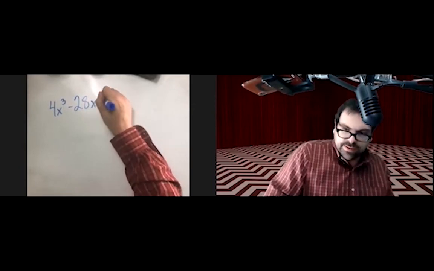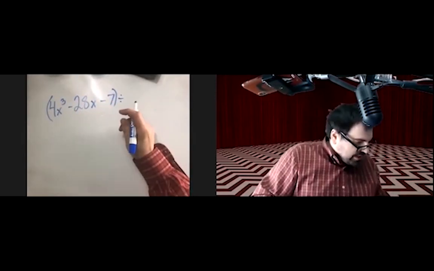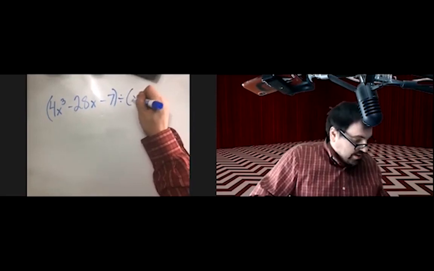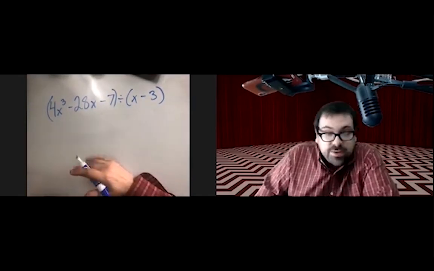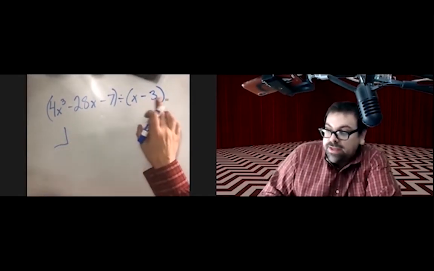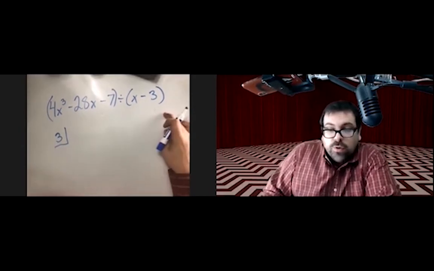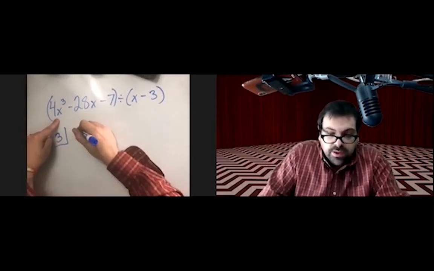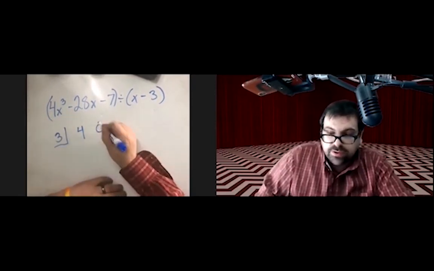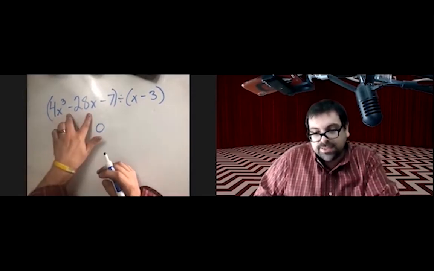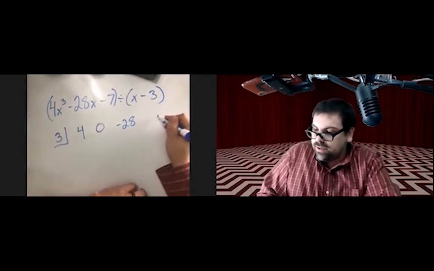4x cubed minus 28x minus 7. We're going to divide by x minus 3. So what goes in the box? X minus what? X minus positive 3. What are our coefficients? We have an x cubed, positive 4. What's our x squared? We don't have one, placeholder. What's our x coefficient? Negative 28. Now what's our constant? Negative 7.